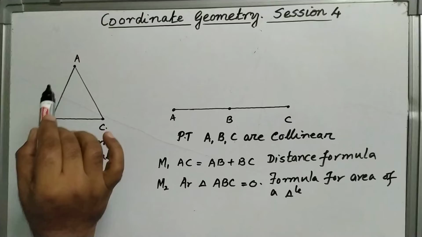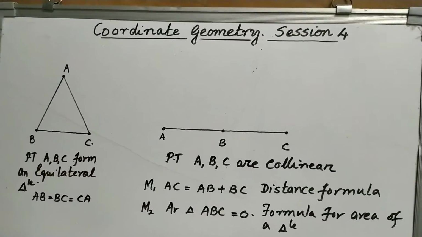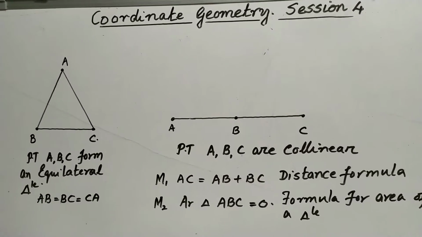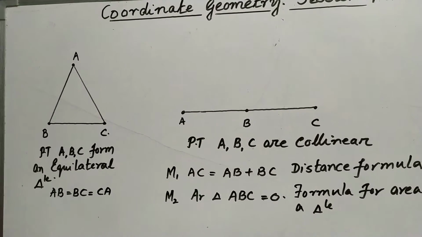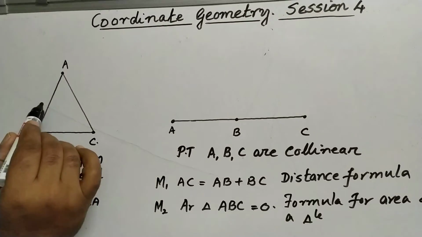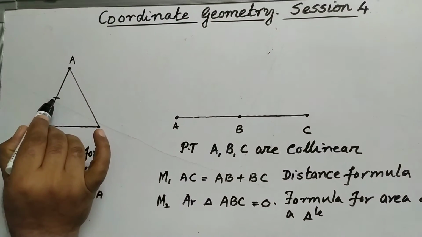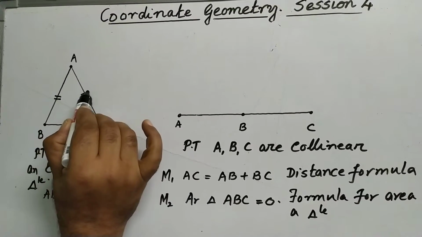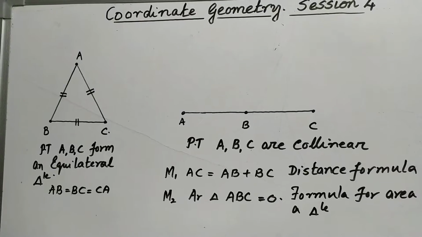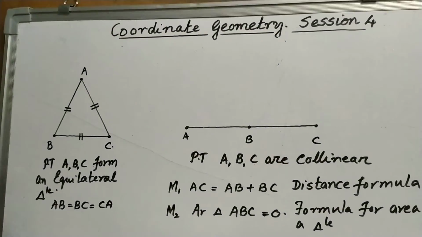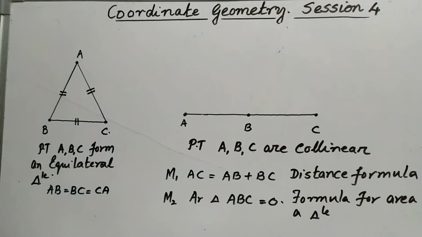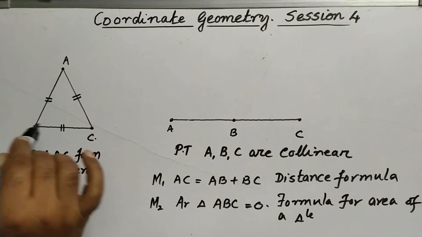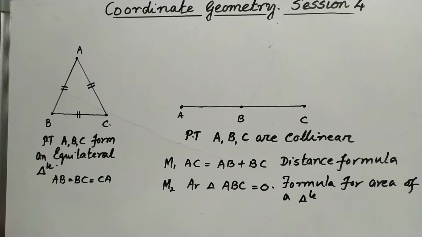If they give you three vertices and ask you to prove that the three vertices form an equilateral triangle, then find out AB, find out BC and find out AC. If the three sides are equal, then the given vertices form the vertices of an equilateral triangle, and to find the three sides you use the distance formula.